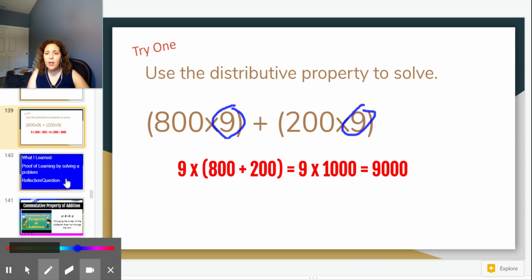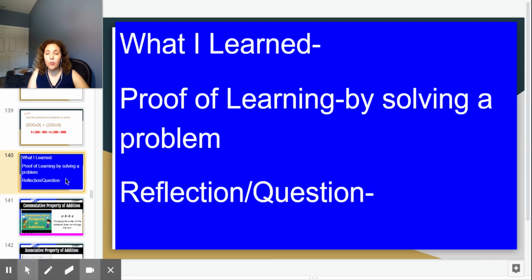All right, so write down one thing that you learned, or write down a few things that you learned, right? Because we talked about 3 properties. So write down what you learned. Do a proof of learning by solving a problem similar to the ones that were on the video. If you have a reflection or a question, please note that down in your math notebook.